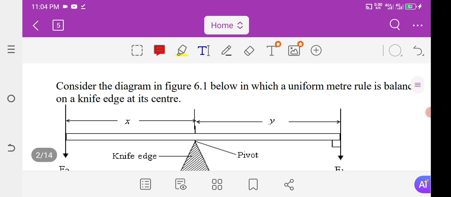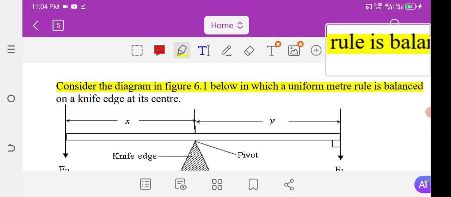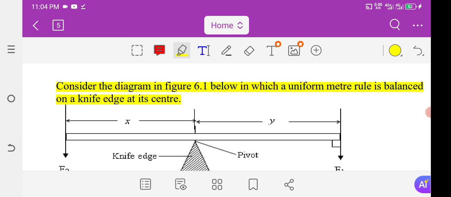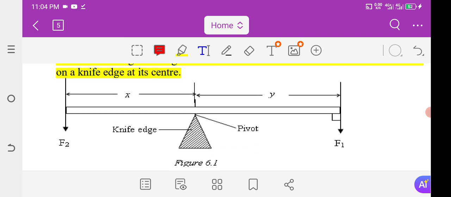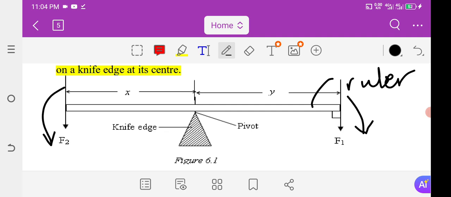All right, as an example, consider the diagram shown here. We have a diagram in the figure below in which a uniform ruler is balanced on the edge of a knife at its center. So we have a ruler which is balanced. Balanced means that it's not turning on its own, not turning clockwise or anti-clockwise. Such a ruler is said to be balanced.